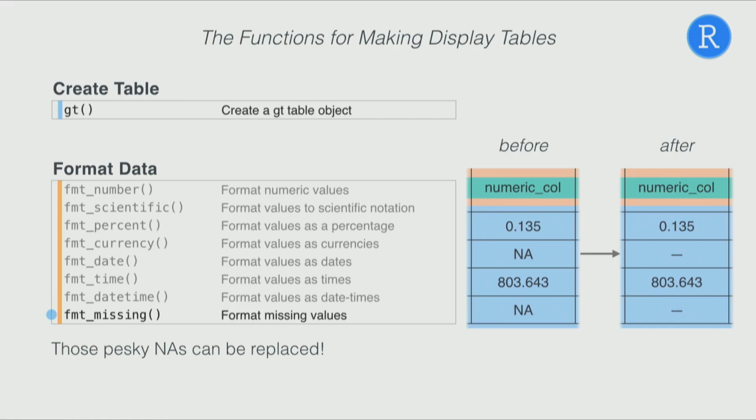There may be some NAs in your data, and they appear in gt as NAs. Those can be replaced. You just use fmt_missing and choose some replacement text. In the default case, we use an em dash, and it looks pretty good in a presentation table. But you can choose any sort of text that you want and target any sort of NAs that are applicable for that text.